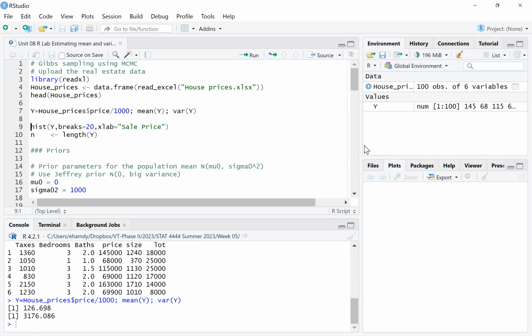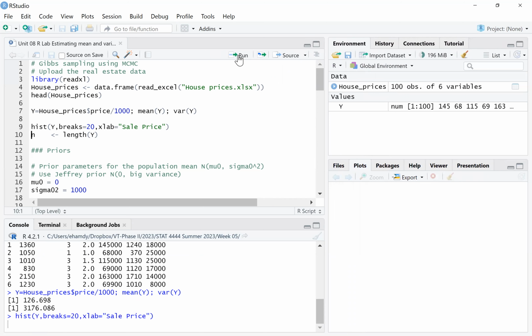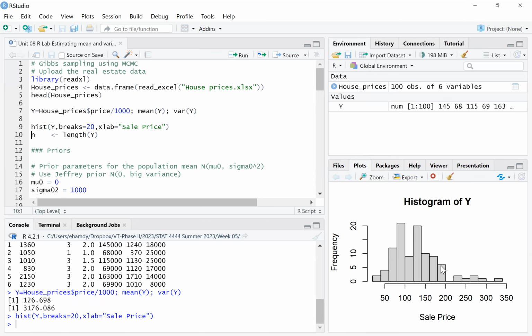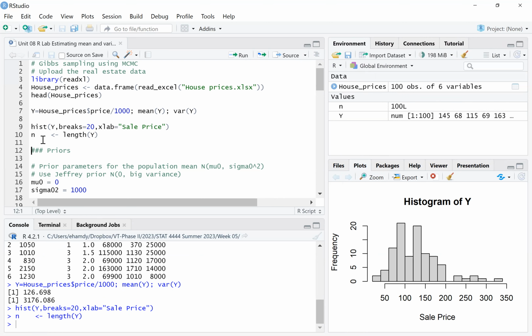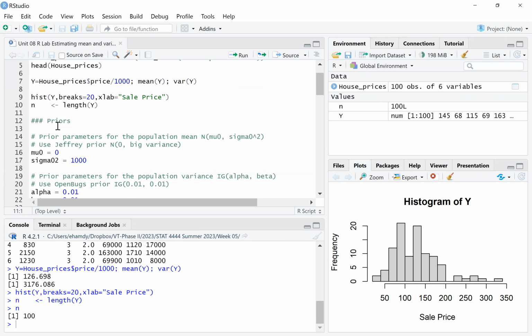Let me graph the histogram, to get a feel for your data. This is the histogram of the prices of the houses, and this is the number of values we have. Let's see how many observations are in our data. We have 100. For each house, we measured how many variables? 6 variables.